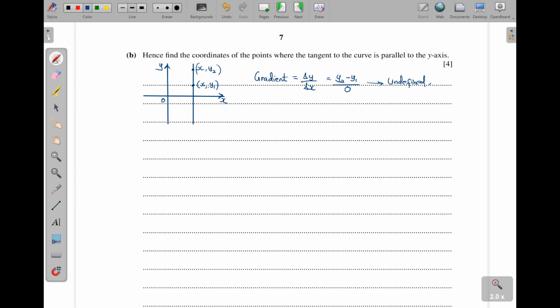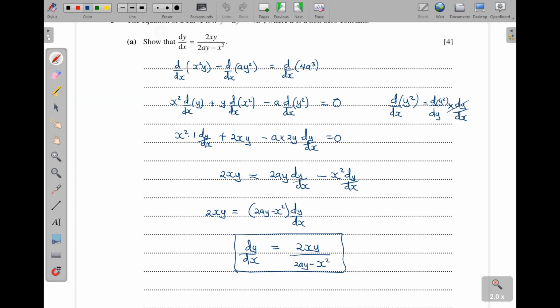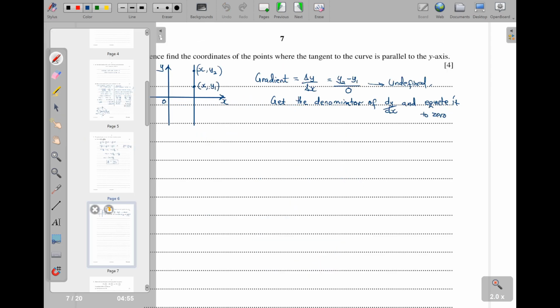So any line that is parallel to the y-axis has an undefined gradient. So what do we do? We get the denominator of dy/dx, which is the gradient function, and equate it to 0, because any number divided by 0 is undefined. So we go to our dy/dx and get the denominator, 2ay minus x squared. It is the one that I'm going to equate to 0.